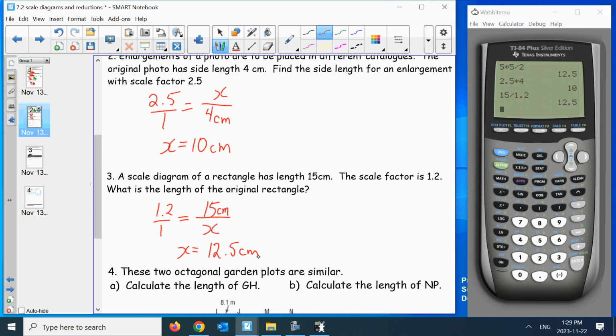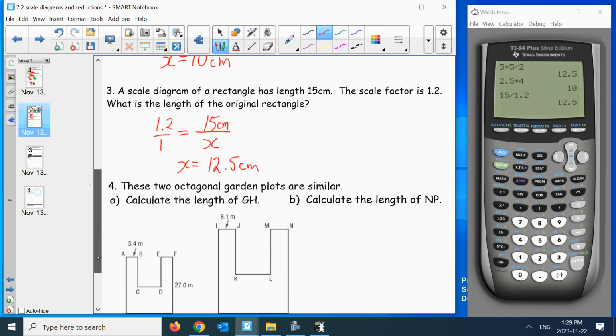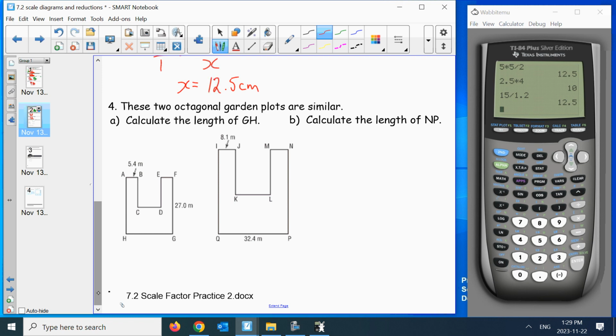Hey, guess what? Two octagonal garden plots are similar. Octagon, 8 sides. Now, when you hear octagon, don't you think of a stop sign normally? You don't? And stop signs, right? I want to just mention something. But that is a regular octagon. It's one where all the angles are equal.